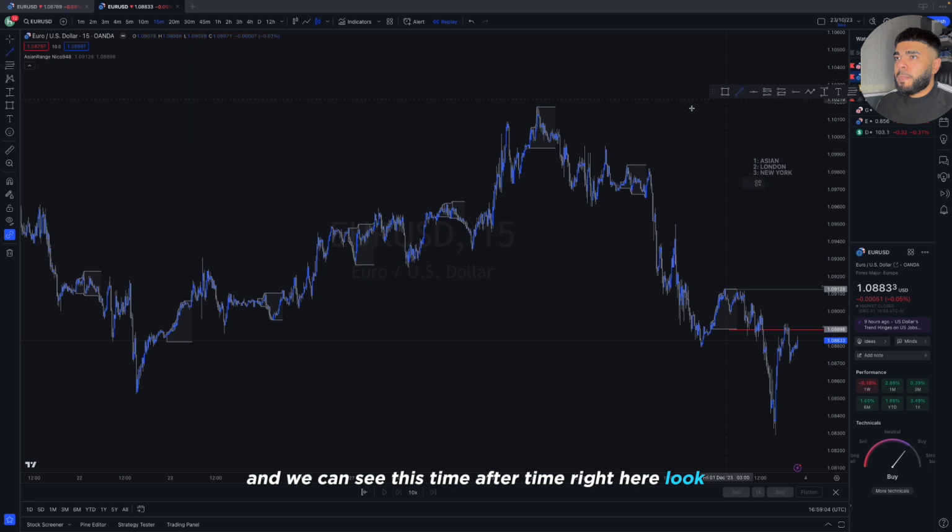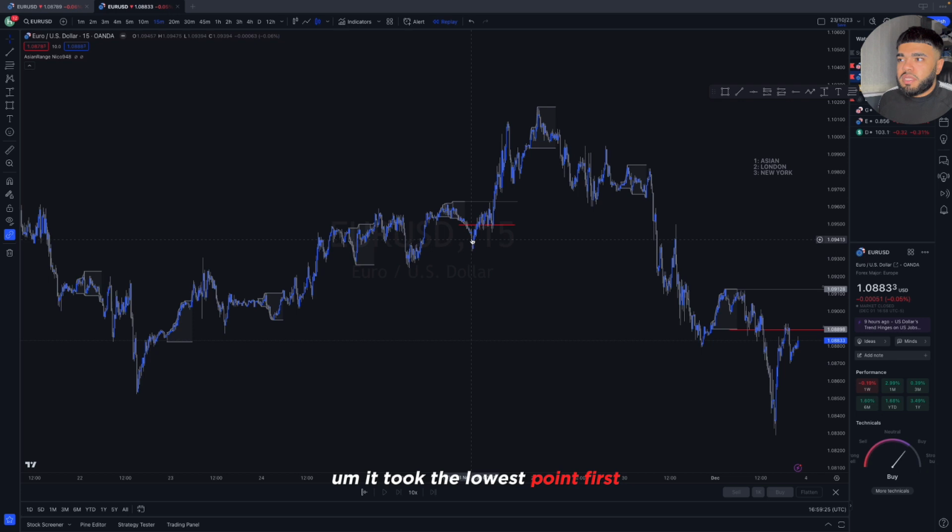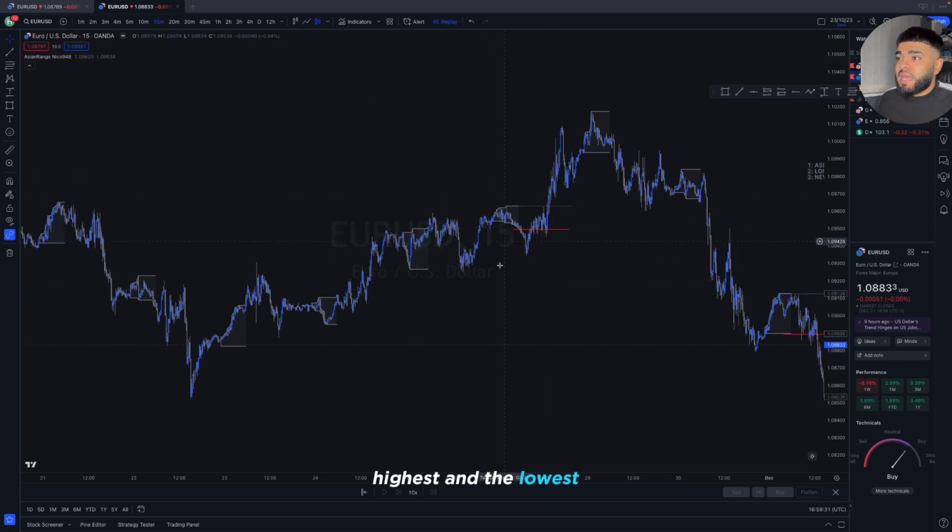Right here, look. This was the highest point of the Asian session, and this was the lowest point. What did price do? As soon as the Asian session closed and London started, it took the lowest point of the Asian session. See how it broke below? Sorry, I just didn't mark this right. It was right here. It took the lowest point first, then it came up and took the highest point. It took both the highest and the lowest.